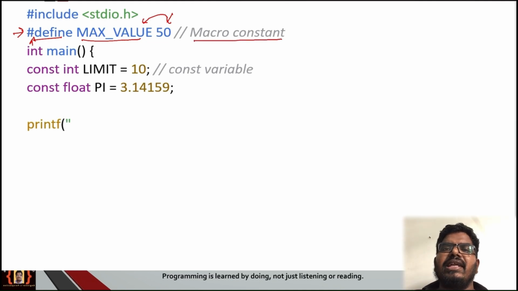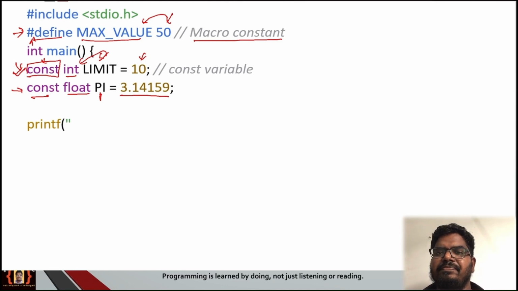The next way of defining a constant is with the const keyword, similar to int, main and all. Before integer we have to mention it's a constant. So limit is a variable of type integer, and this integer is constant, and it is storing the value 10. That means the limit value cannot be changed from 10 in future. Similarly, we have a floating type variable pi. This is also constant, and it has some value, let us say 3.14159.